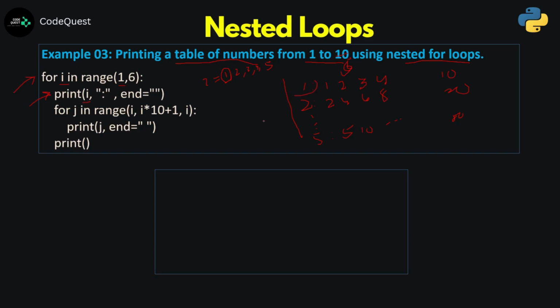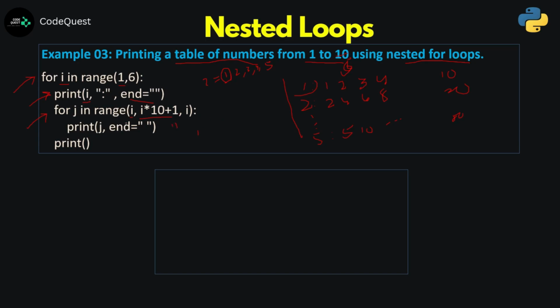1. And this end equal to space means I'm printing the i value and staying on the same line only. Now when it starts with the inner loop, that is for j in range of i, what is the i value? That is 1. i into 10 plus 1. So i into 10 means 1 into 10, that is 10. 10 plus 1, that is 11.